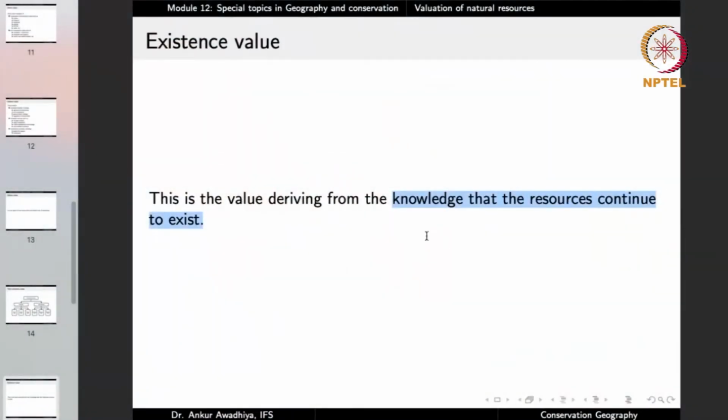Similarly, when we know that, okay, we have kangaroos in Australia, or when we know that we have giraffes in Africa, it is possible that we'll never see a giraffe directly. We are never going to use a giraffe directly. But just knowing that, okay, we have so much amount of biodiversity on this planet, this makes us feel good. And that value is provided by the knowledge that the resources continue to exist. Now, this value is not being had through the use of the resource. This is a non-use value, and this is the existence value.